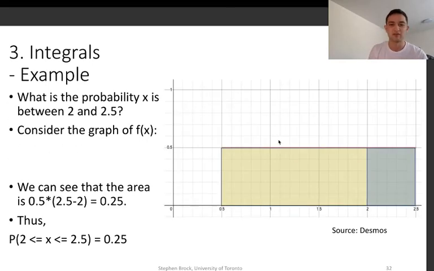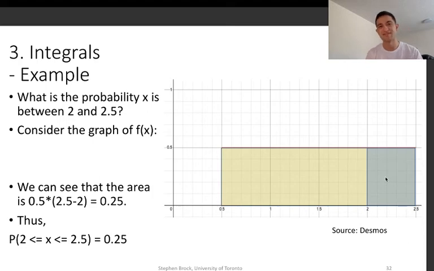All right, so here we have our function from 0.5 to 2.5. Hopefully that is easier to see. We're considering what is the probability x is between 2 and 2.5, and we have our graph. This is 2 over here and this is 2.5. We're interested in the probability that x is between 2 and 2.5, and because this is a continuous random variable and we're given the probability density function, what does that mean?